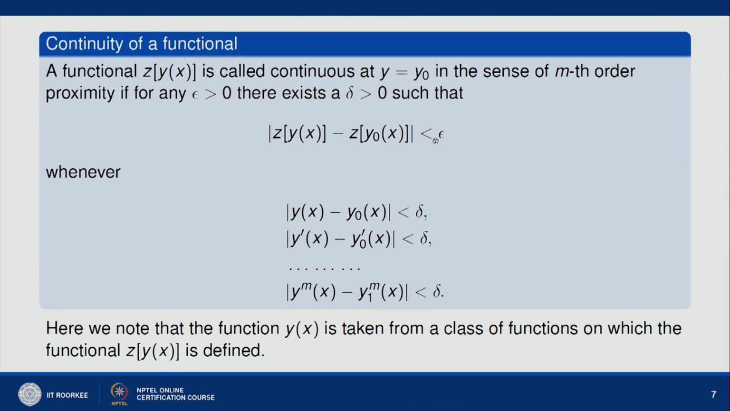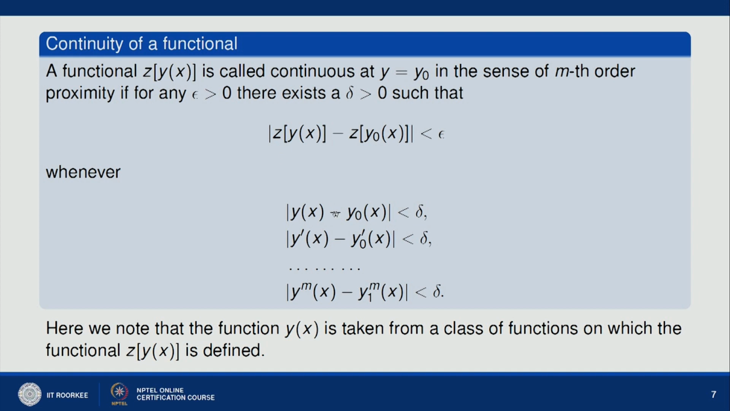For any epsilon greater than 0, there exists a delta greater than 0 such that the absolute value of z[y(x)] minus z[y naught(x)] is less than epsilon, provided the modulus of y(x) minus y naught(x) is less than delta, the modulus of y dash(x) minus y naught dash(x) is less than delta, and so on, till the modulus of y^(m)(x) minus y naught^(m)(x) is less than delta. And here all these y(x) belong to the class on which this functional is defined.